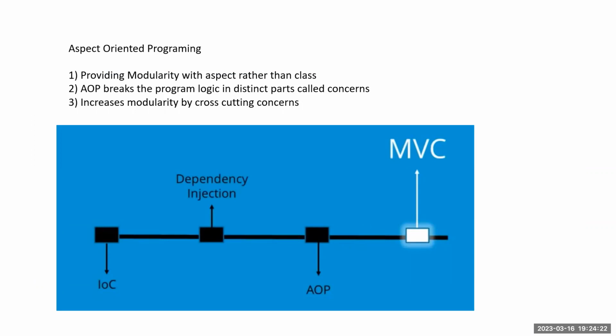So what is this AOP? AOP is aspect-oriented programming, providing modularity with aspects rather than classes. AOP breaks the program logic into distinct parts called concerns, and increases modularity by cross-cutting concerns. These three statements are not giving a proper example of how exactly AOP helps us. So I'll tell you one example so you can understand the concept behind aspect-oriented programming.